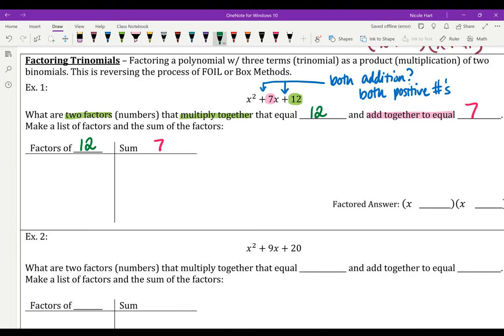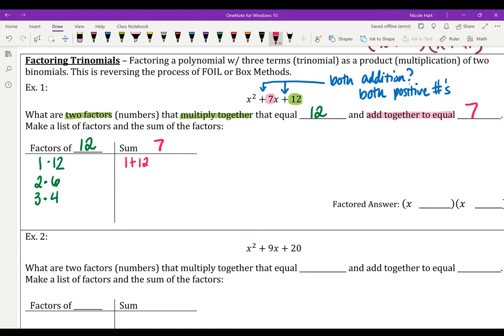So you might start by listing factors of 12 in their sets. So 1 times 12 is equal to 12. 2 times 6 is equal to 12. 3 times 4 is equal to 12. And I believe that is all. So we're going to take those factors and we're going to check to see which one has a sum of 7. And you might be able to jump and be like, oh, it's this one. But some people need to list them out. So go ahead and list them out.